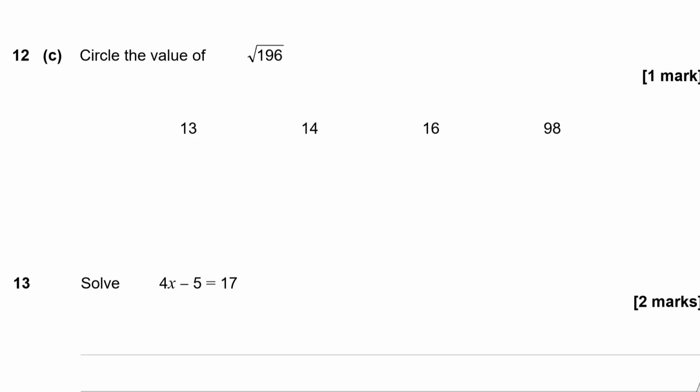Finally, circle the value of the root of 196. Similarly, knowing your square numbers is handy, because if you do, then you'll know immediately what the answer to this one is. It's 14. If you're not sure, you could just multiply them out, couldn't you, until you found the right one.